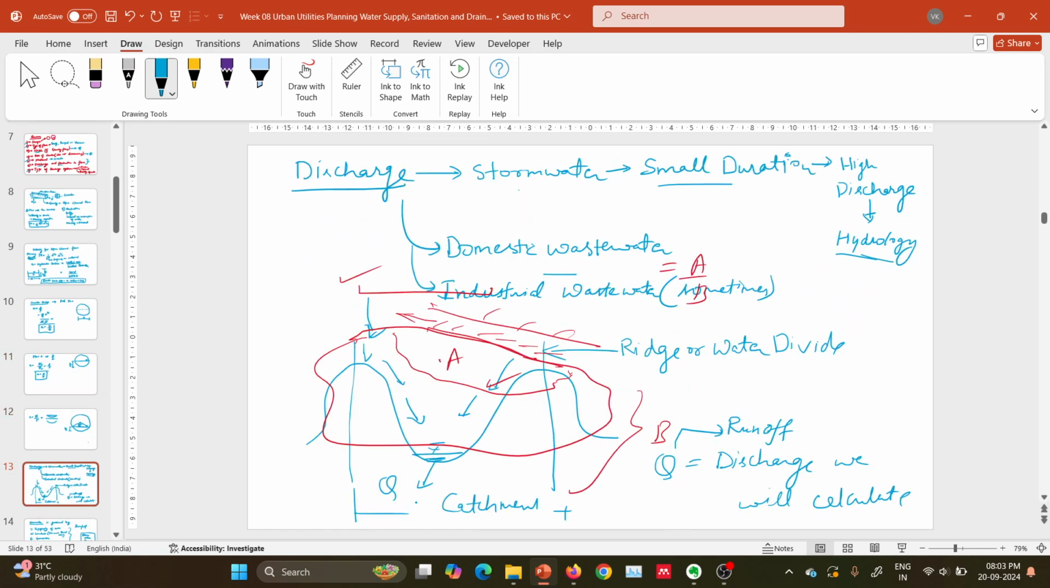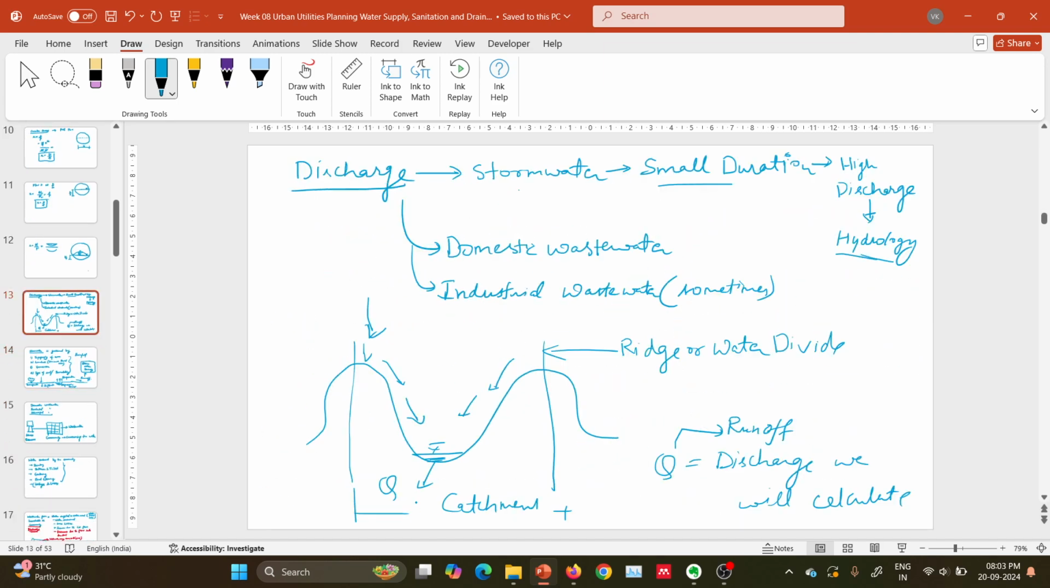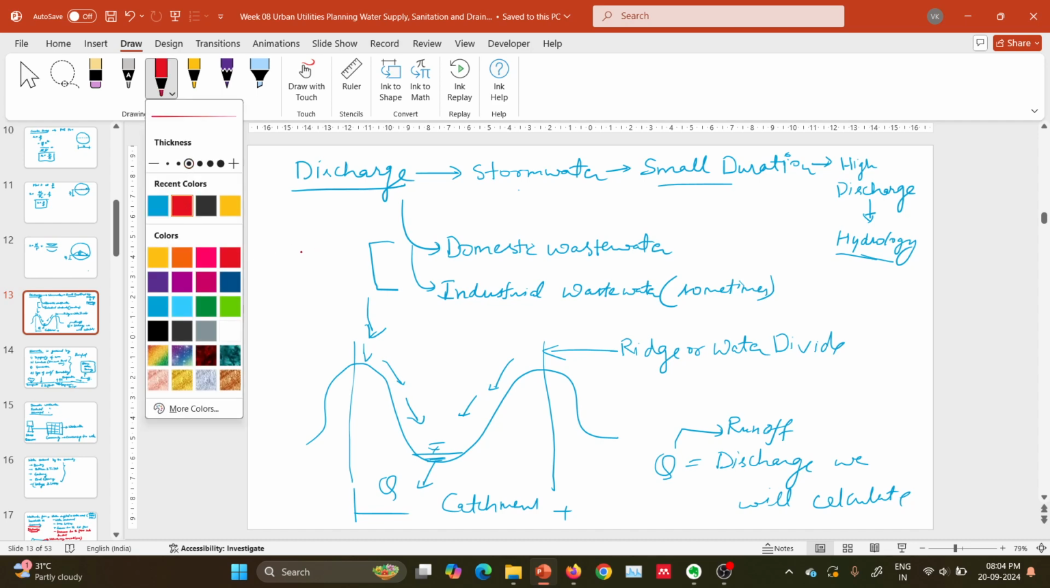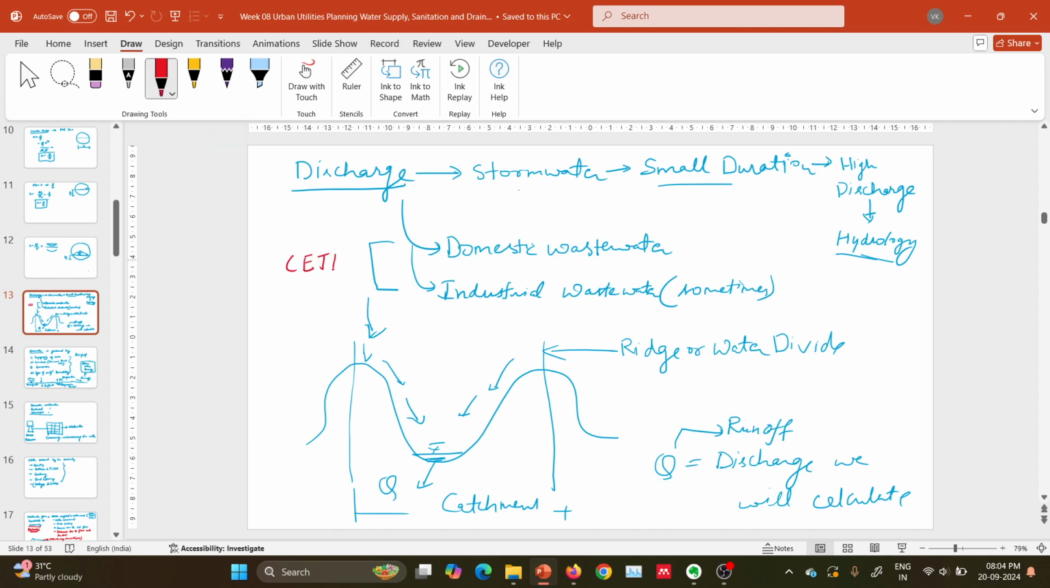And then we studied about the discharge. The discharge can be due to stormwater and domestic wastewater, and sometimes industrial wastewater can be added into the domestic wastewater and combinedly treated. That will go into the CETP, common effluent treatment plant. When both are combined, they go combinedly to the CETP. But when it is not combined, separate sewers for all three can be provided. It depends on our requirement.